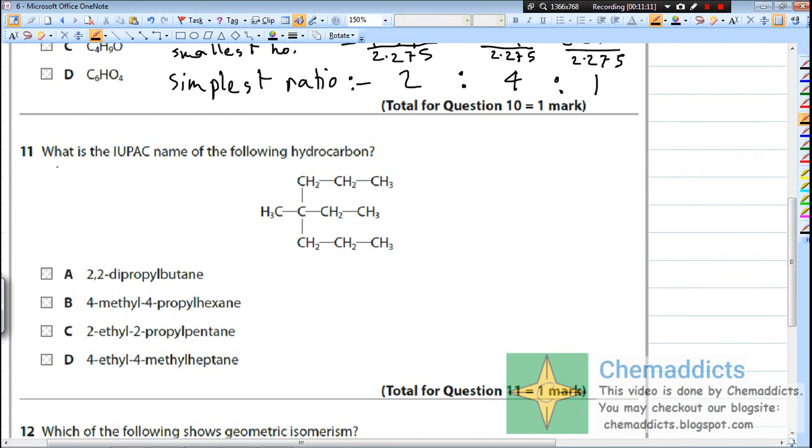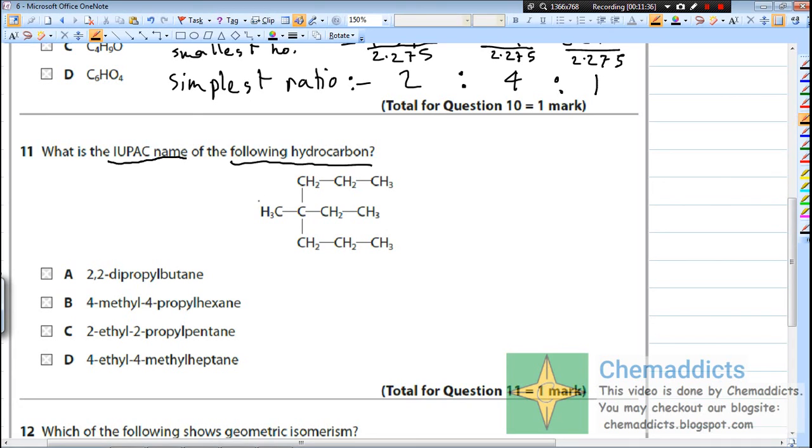So here they have asked us what is the IUPAC name of the following hydrocarbon. They have given us the structural formula of this hydrocarbon, and they want us to name this compound.